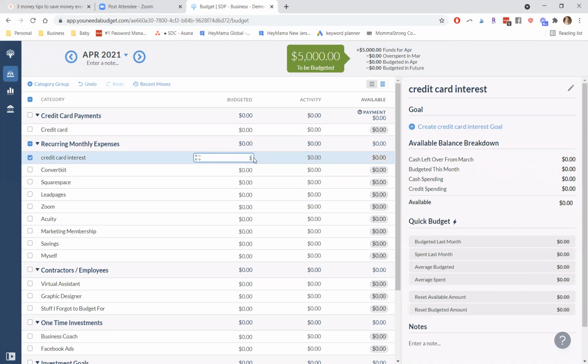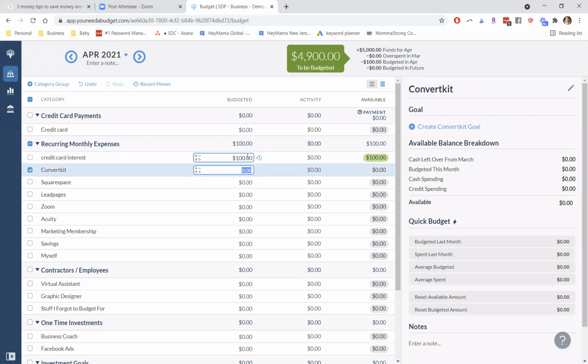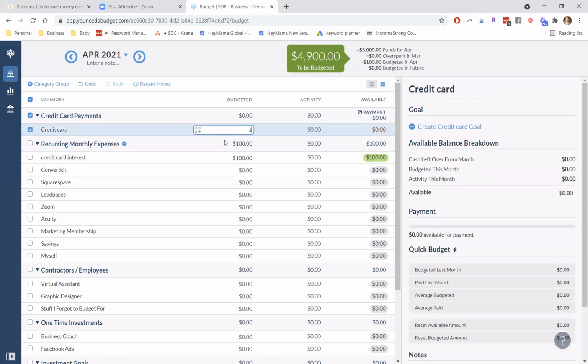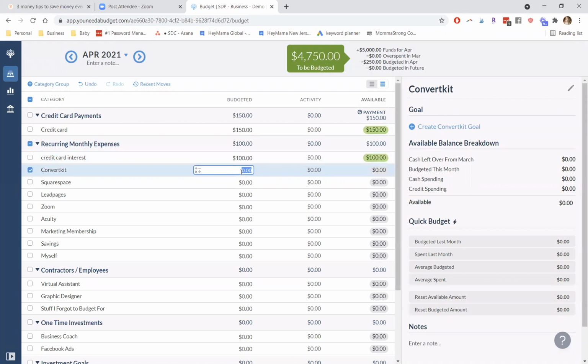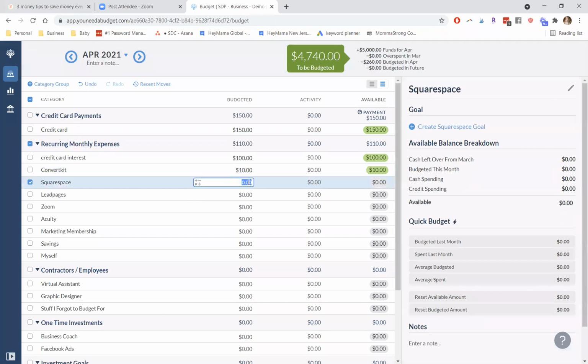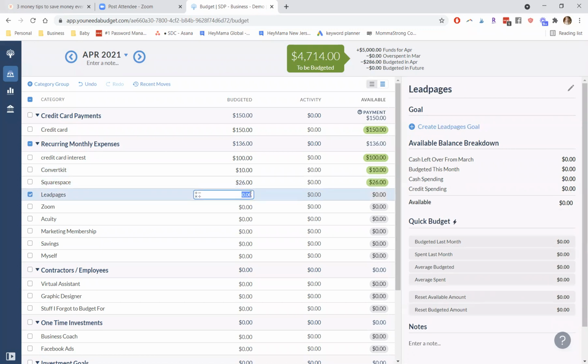So let's say for this example, their credit card interest is $100, so every single month they're paying $100. And let's say they're paying, I'm going to go with the same example, $150 for their credit card payment. So now they have $4,750 left. I'm just going to make up some numbers here. This is a lot of the software that I use in my online business, so I'm just using these numbers from what I know I pay off the top of my head. So I'm going to fill these in.